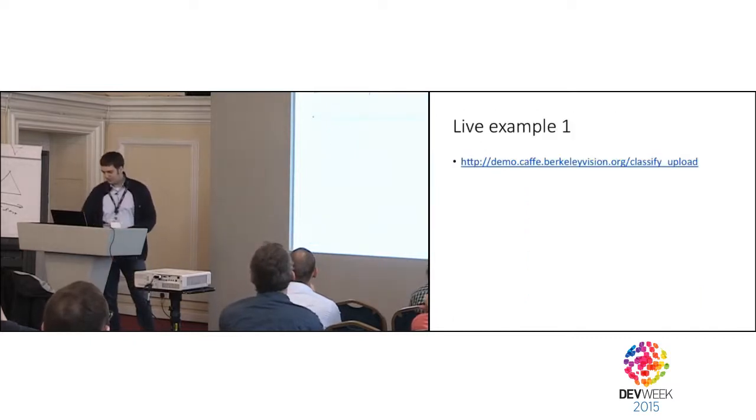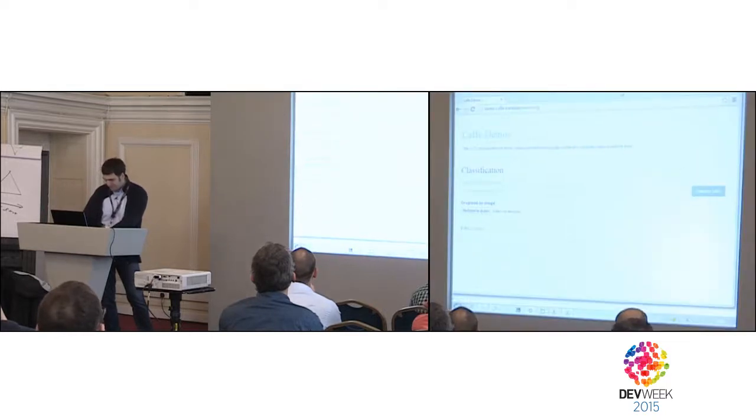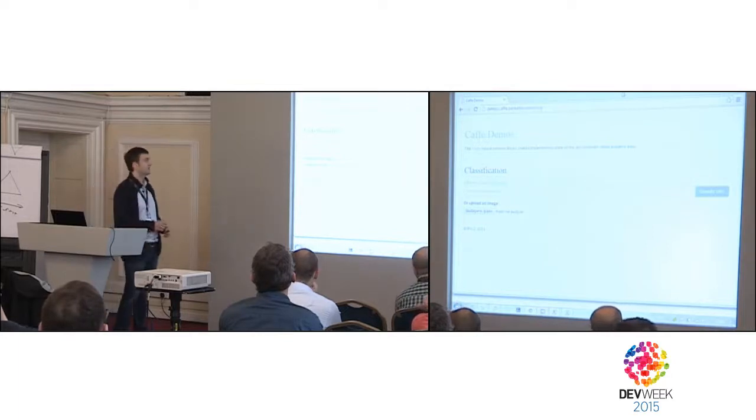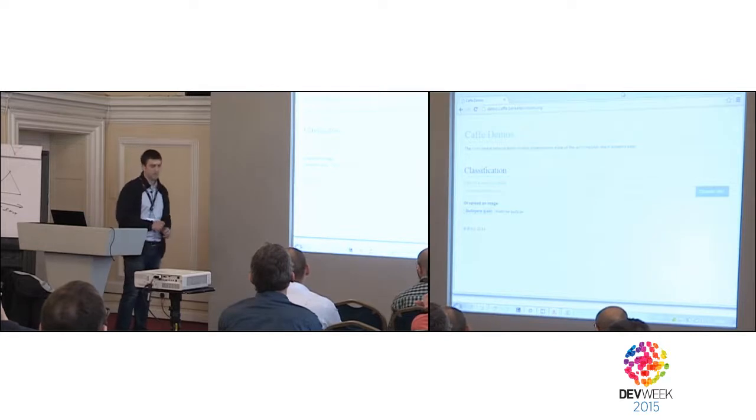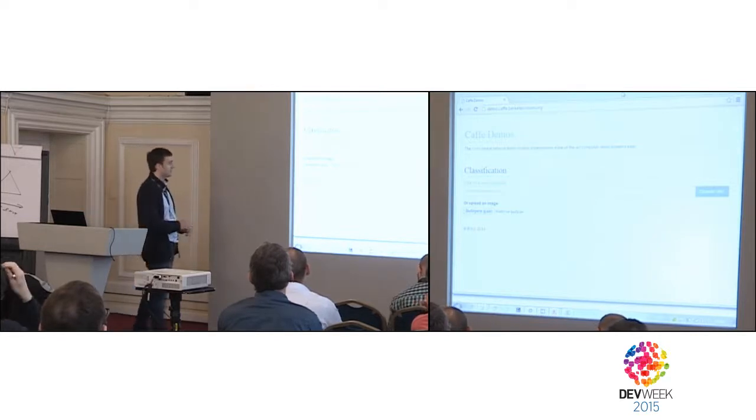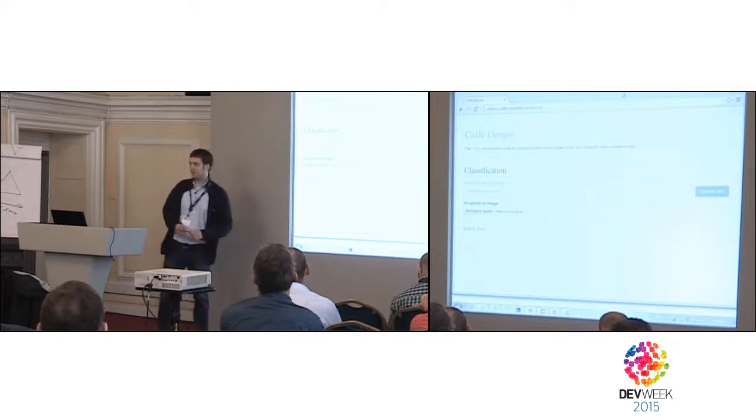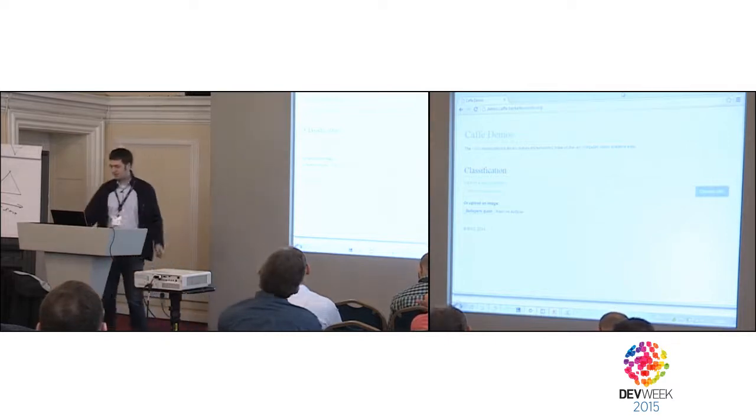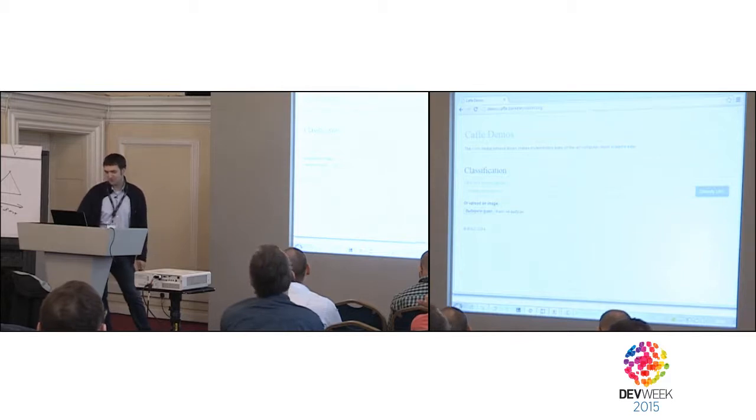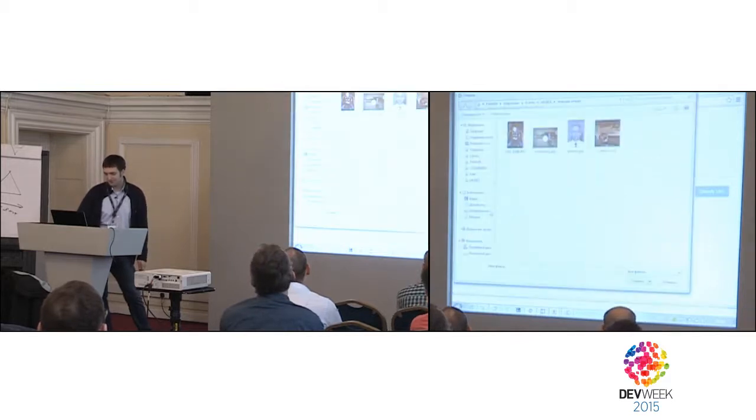I can show you a live example. I think I have it open. Well, that's one of the frameworks that I have listed at the end of my presentation for you to consider, called CAFE from Berkeley, where they already pre-trained deep neural networks for classifying natural images. And this link is available for you. You can try it yourself.